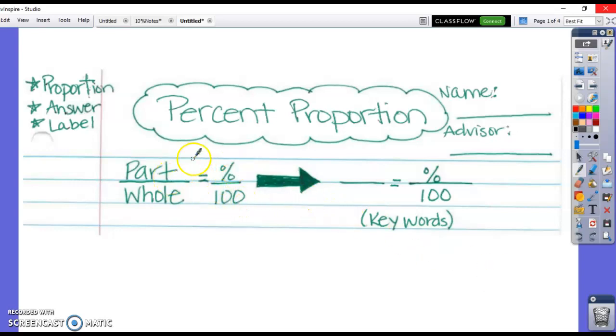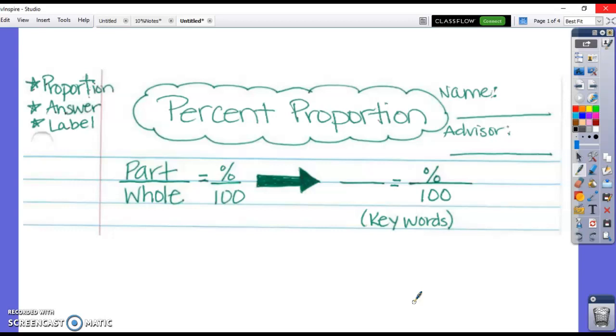And so here's the proportion that we're going to deal with. Part over whole. Okay, so kind of like a fraction, your part is on top and your whole is on the bottom. Equals, and then percent over 100. Okay, and you see this arrow here, and I have some keywords that I'm going to put in here in place of part and whole that it's going to help us when we're reading the questions.